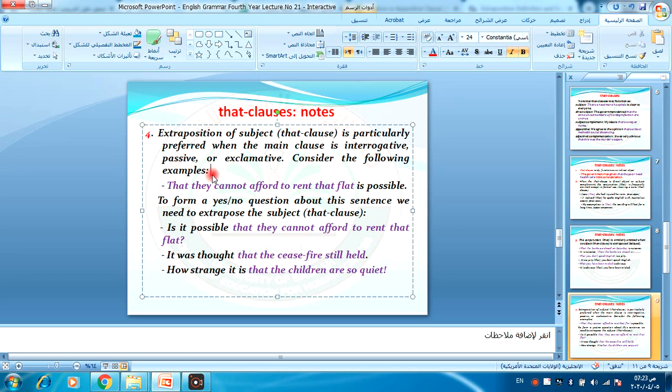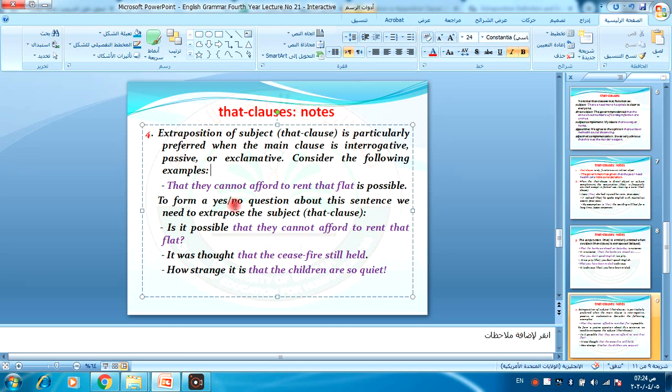That they cannot afford to rent a flat is possible. Okay? So the that clause here functions as a subject. Now, to form a yes-no question about this sentence, we need to extrapose the subject that clause. So I have to say, is it possible that they cannot afford to rent a flat? So you see, now the that clause is extraposed because the main clause is interrogative.